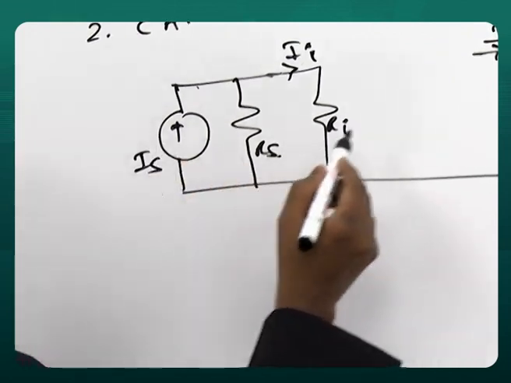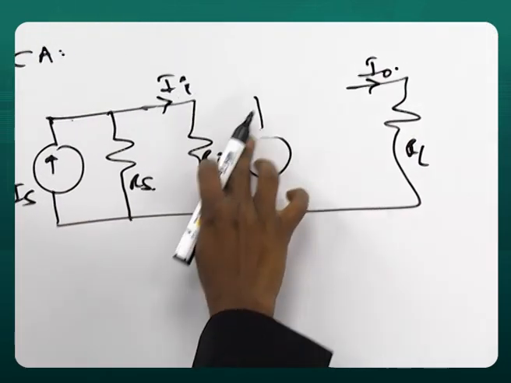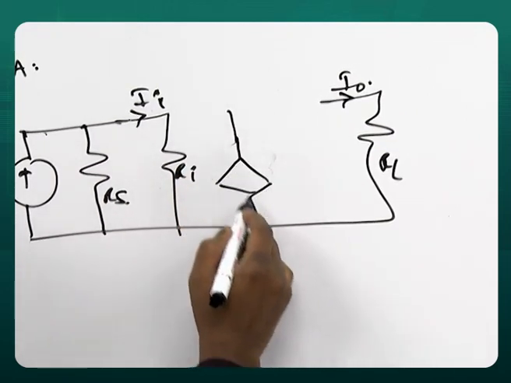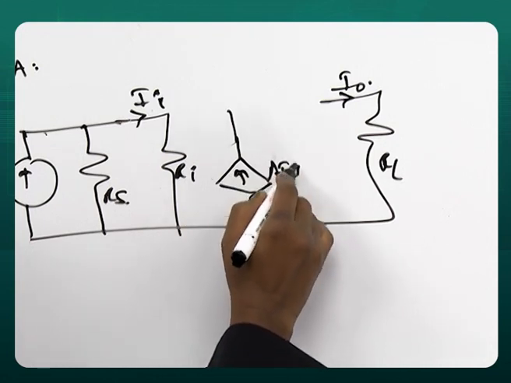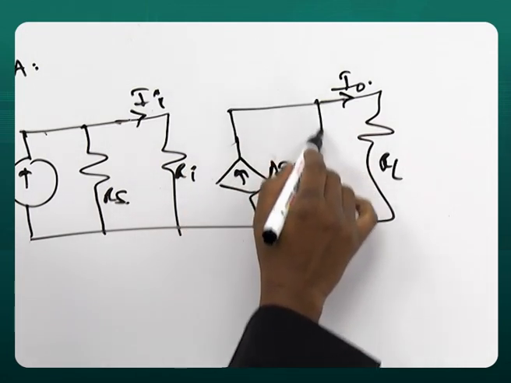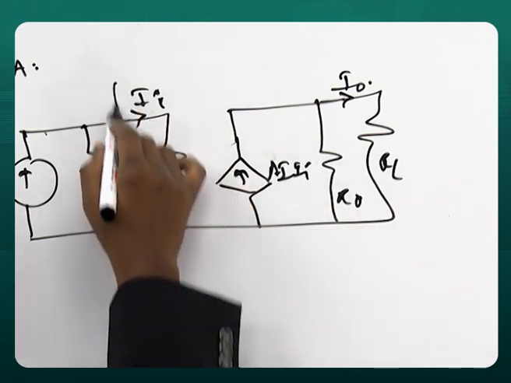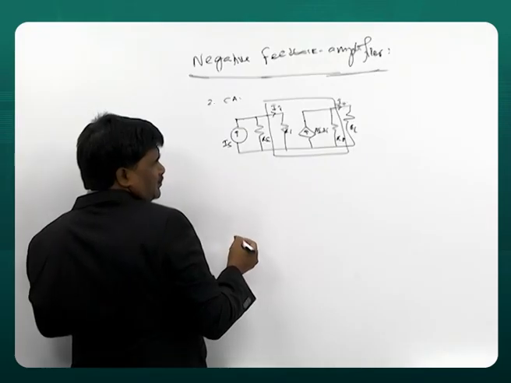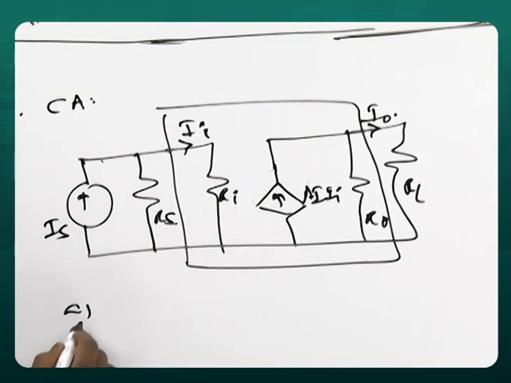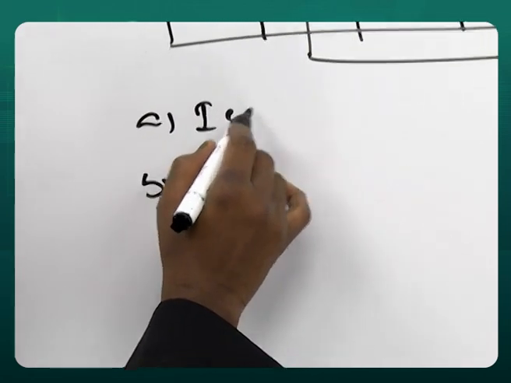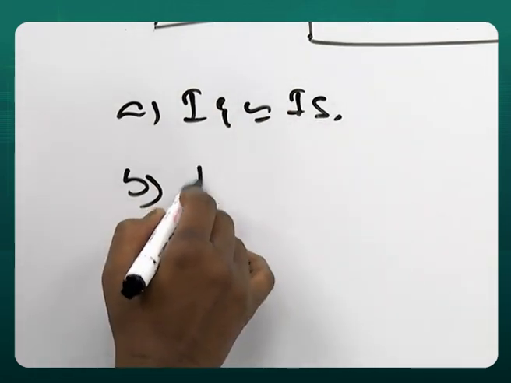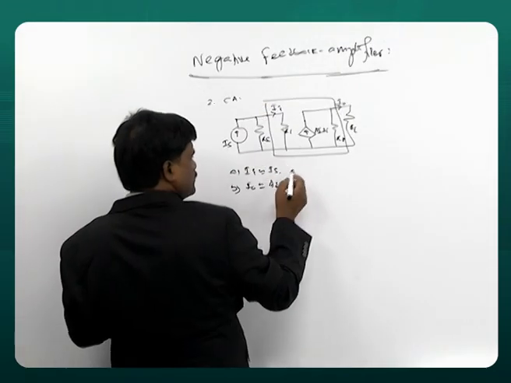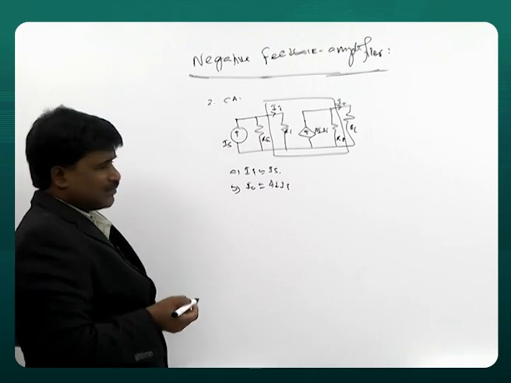RS, IS. We have a dependent source here. II. So this is the amplifier. Now what are the achievements you have? II should be approximately IS. I0 should be approximately AI times II.